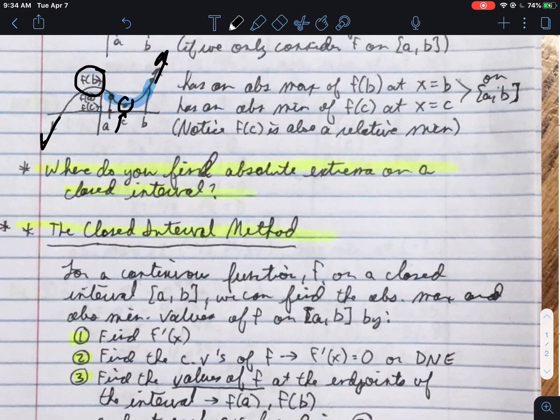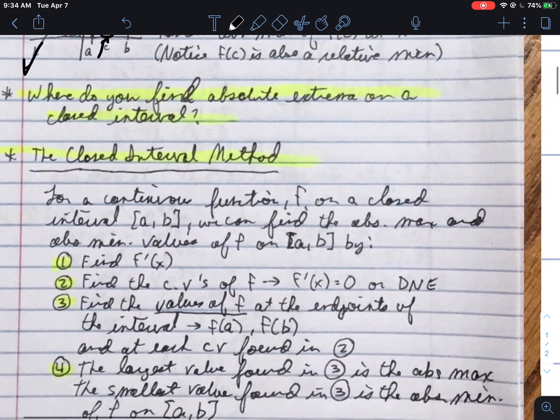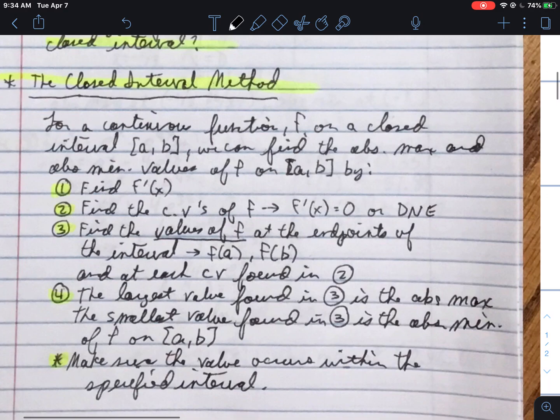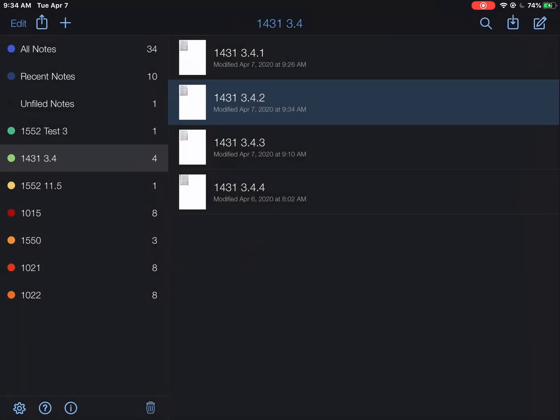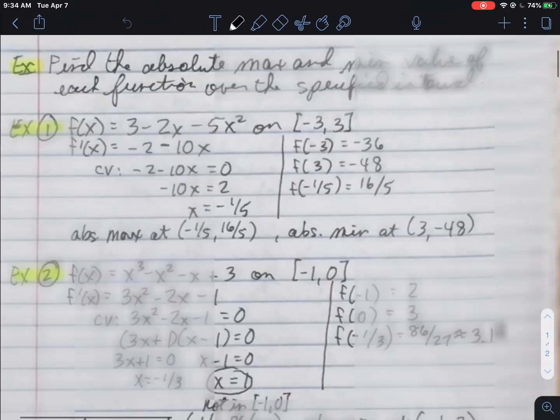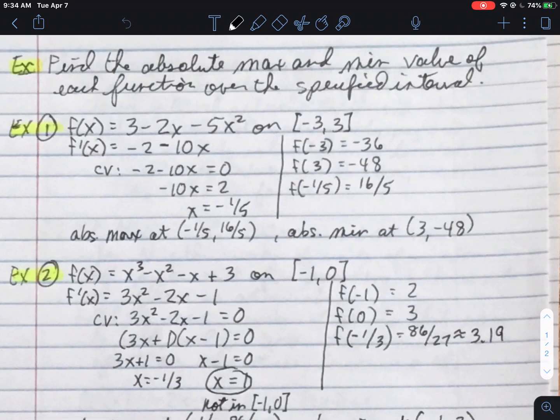So I don't care about that in terms of my absolute max and absolute min over my interval from a to b. So again, I'll give you an example with that to remind you, but find your critical values, but I'm only interested in those that are actually in the specified interval. So for example, first just a couple of generic functions, and then we'll do a couple of applications.